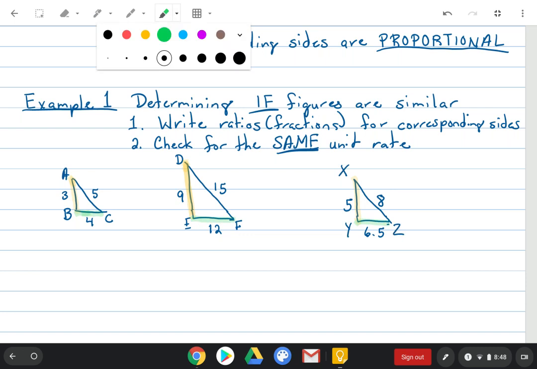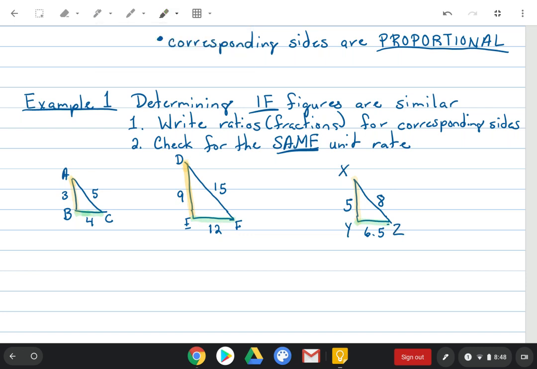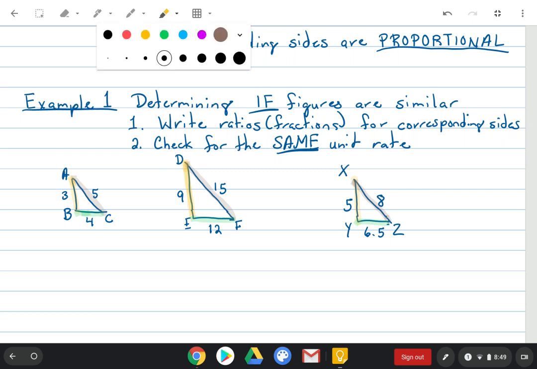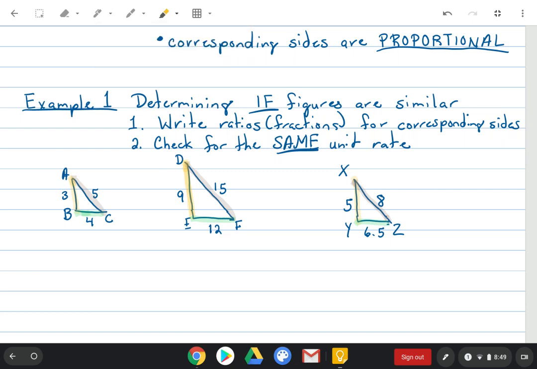And then last, we're going to look at side AC, which corresponds to side DF, which corresponds to side XY, or sorry, XC. So remember, I said to write ratios for corresponding sides, and a ratio is just a fraction. This is what I'm going to do, guys. So I'm just going to write fractions.